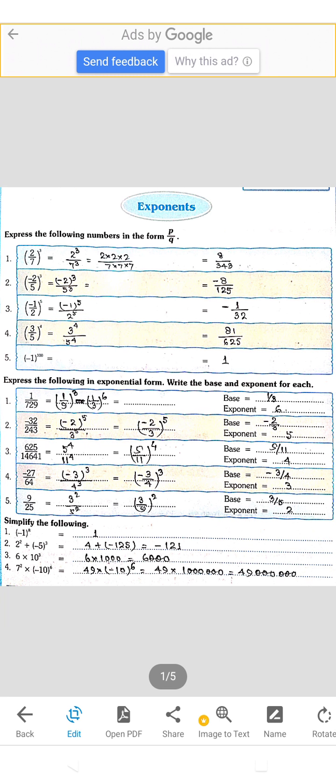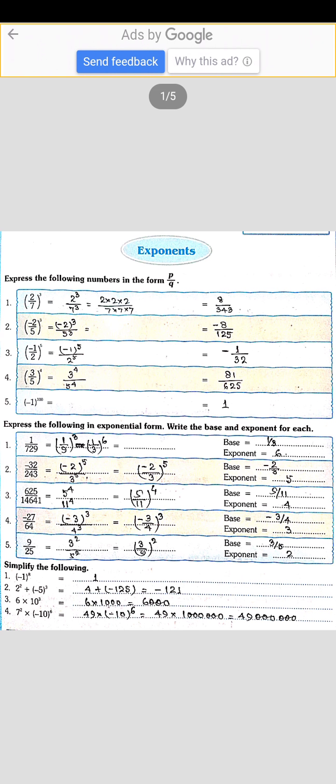So question number 1, (2 by 7) whole cube can be written as 2 cube by 7 cube, equal to 2 multiply 2 multiply 2, that is 2 multiplied 3 times, and 7 multiplied 3 times. And now find the product. So 2 cube equal to 8 and 7 cube equal to 343.